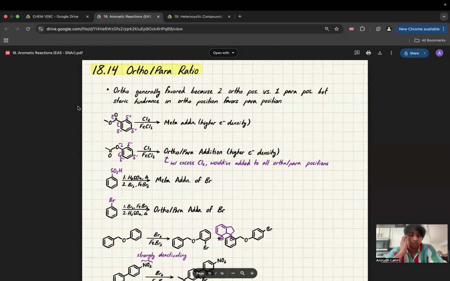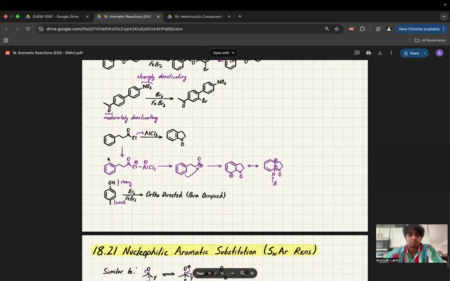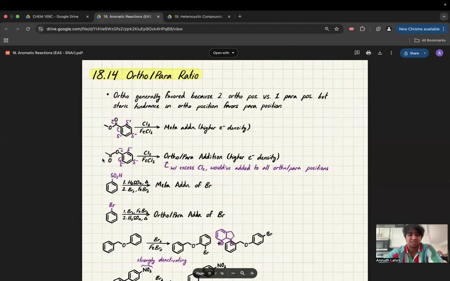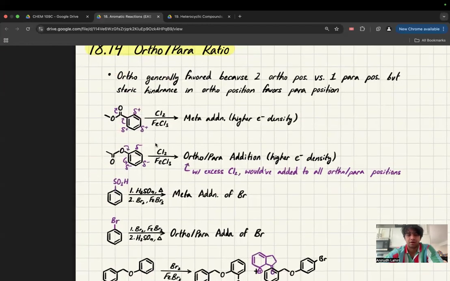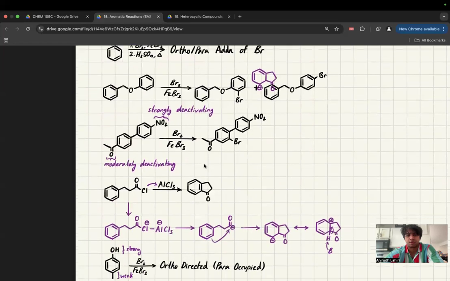So, you know, we can kind of look through these. I think that there's nothing terribly unintuitive here. We'll get meta addition where we sometimes wouldn't expect because of resonances. Ortho para direction. I think this is all okay.